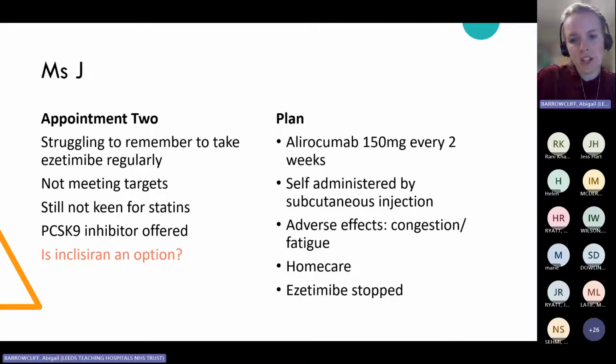So before we initiate, of course, we'll provide all the counselling, we discuss self-administration, how that would be educated on, and then any potential side effects. In our experience, it's generally very well tolerated, both PCSK9 inhibitors, but the most common side effects include congestion and fatigue. And again, these are generally self-limiting. We use a home care service to provide delivery and education, especially while we've been using telephone consultations over face-to-face, but we're hoping to move back to more face-to-face consultations in the future.